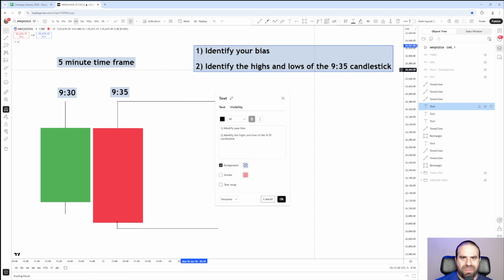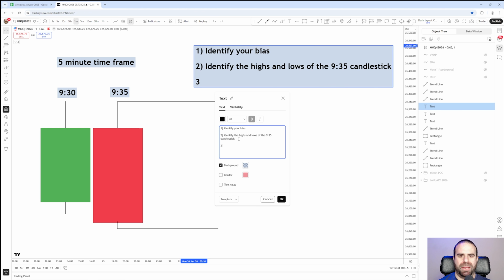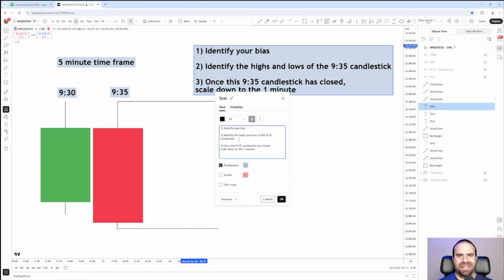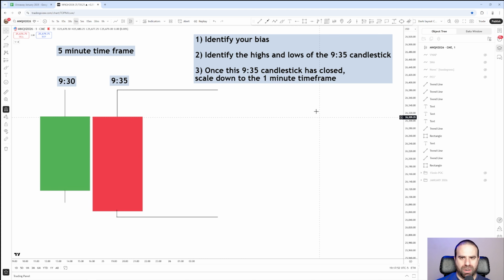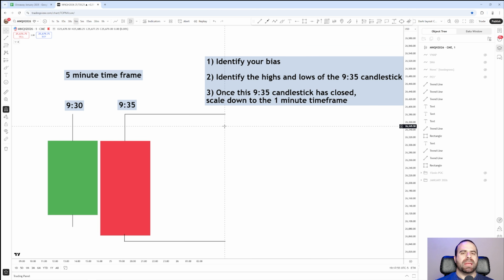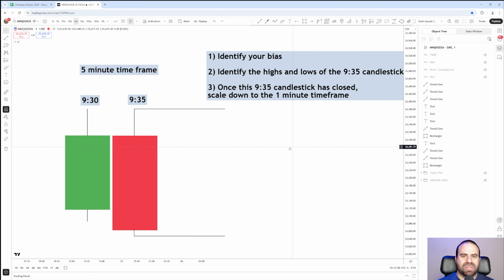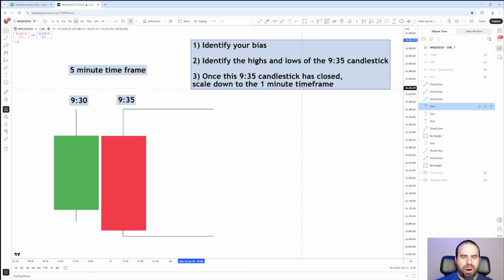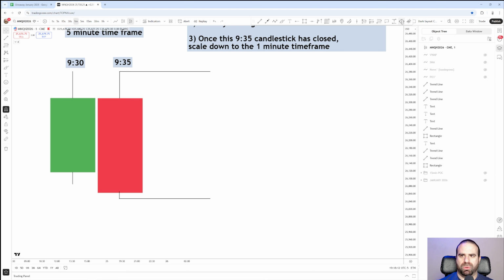Identify the highs and the lows of the 935 candlestick. Number 3, once you have done that, scale down. Once this 935 candlestick has closed, then scale down to the 1 minute time frame. Okay, now what you're gonna be doing right here, you will already have your bias, and I'm gonna show you some very beautiful examples. If your bias, let's say, is long, you will wait on the 1 minute time frame. Now we have scaled down to the 1 minute time frame.